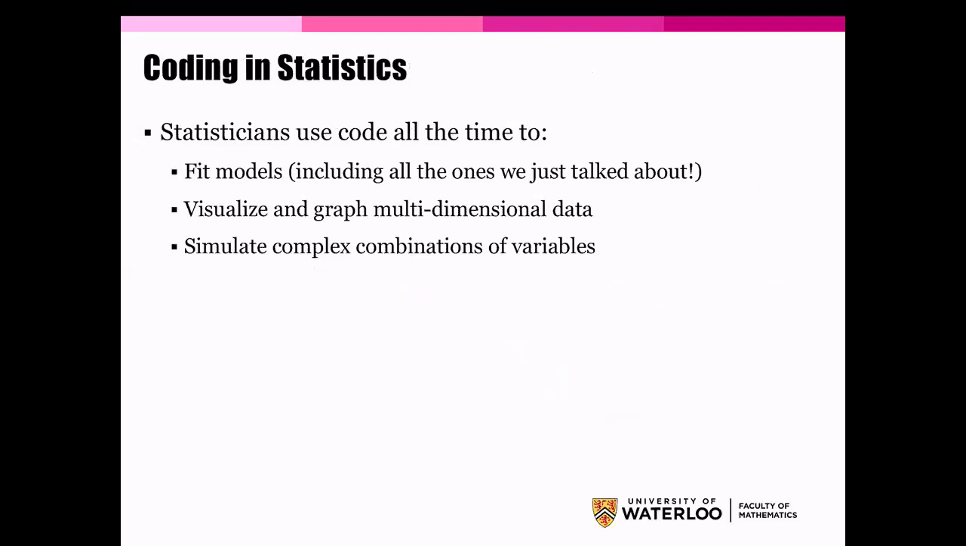Alrighty, and then just mentioning a little bit about how coding comes into this. So statisticians will use code all the time to fit models, including all of the ones we just talked about. So the Poisson regression model, any of those clustering algorithms that I mentioned, and the naive Bayes classifier or any classifiers. Coding is really great as well.